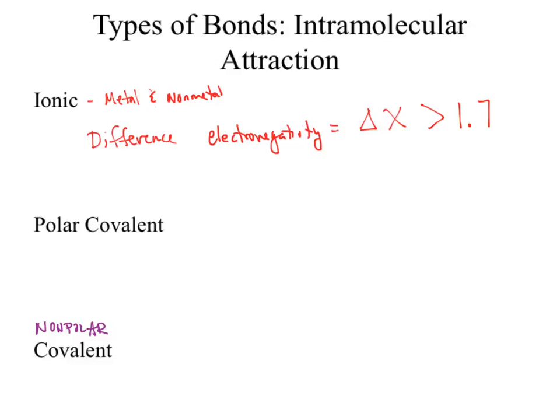Between the other two, do we have another definition? Okay, this one gets trickier. A polar covalent bond is a non-metal bond. But guess what a non-polar covalent bond is? Non-metal. So that, while true, doesn't really help us out. We want something to allow us to distinguish those.